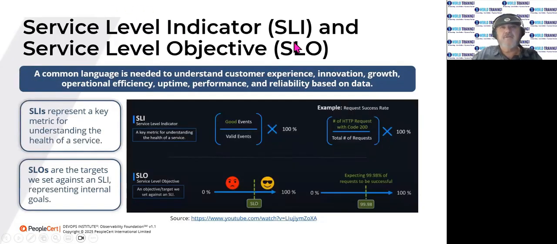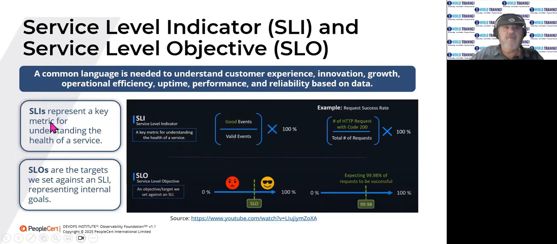Service level indicators, or SLIs, and service level objectives, SLOs, are explained here briefly. And believe me, if you want to understand a lot more about SLIs and SLOs, which is a good thing to do, you might want to consider taking the Site Reliability Engineering Foundations course, and then even the Site Reliability Engineering Practitioner course. So SLIs and SLOs provide a common language to understand customer experiences, innovation, growth, efficiency, your uptime, performance, and reliability in general based on data.